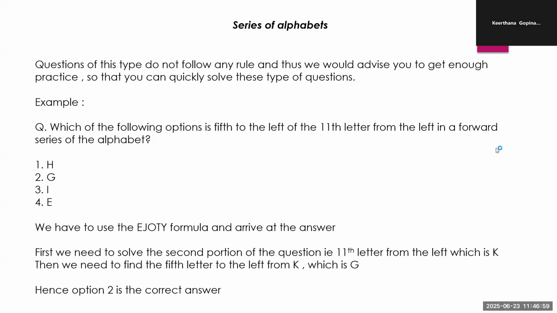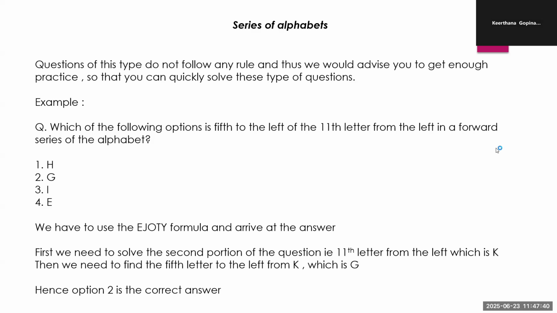Now let's look at the question. It asks fifth to the left of the 11th letter. So 11th letter from the left. The fifth letter is E, the 10th letter is J, so the 11th letter is K. Fifth to the left of the 11th letter, which is K. K for Kanpur.